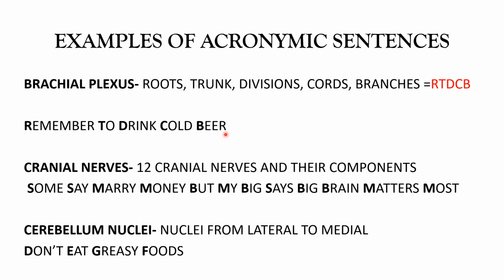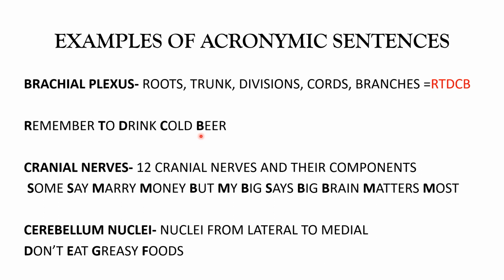So once you say this sentence, remember to drink cold beer, you know that for each letter it stands for: R stands for roots, T stands for trunk, D stands for divisions, C stands for chords, and then B stands for branches. It's a very easy way of recalling specifics and things that have been arranged in a particular order.